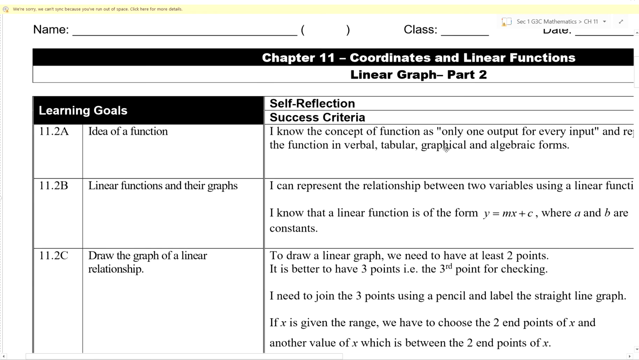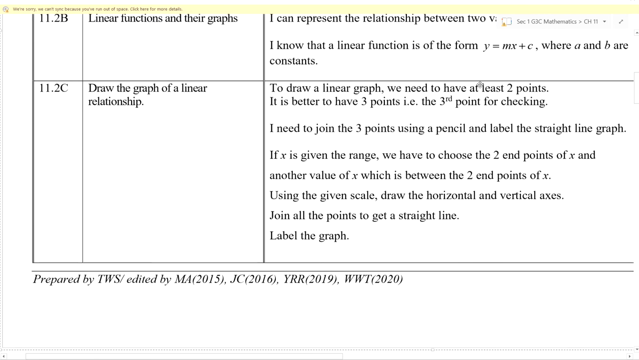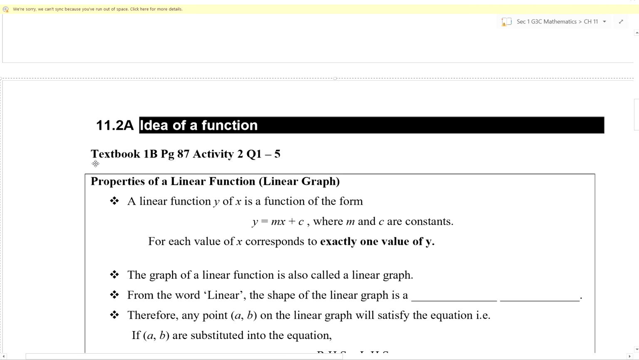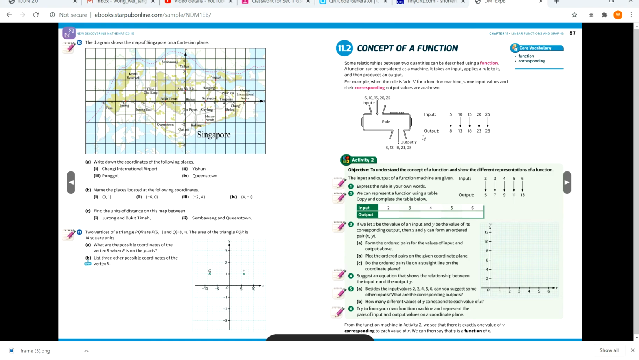Now in this video, we'll be going through Chapter 11, Part 2 on linear graphs. We'll be referring to our textbook 1B page 87 for Activity 2, questions 1 to 5 to get a better understanding. So in our textbook, Activity 2, here we have the concept of a function. In this example, the objective is to understand the concept of a function and show the different representations of a function.